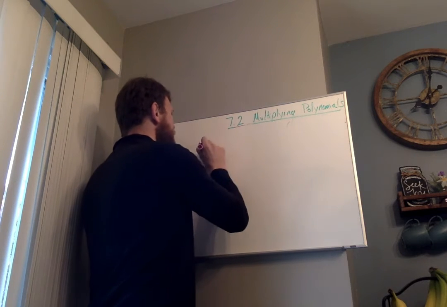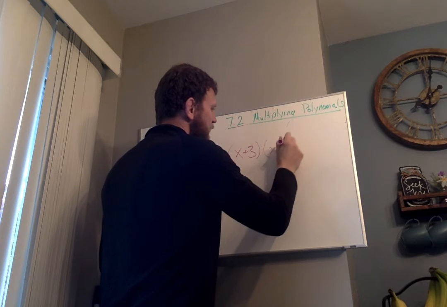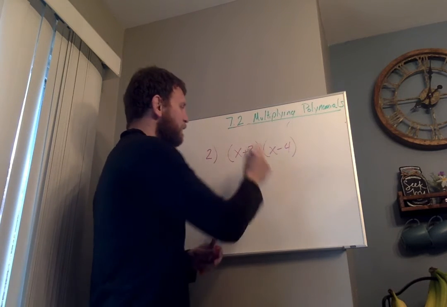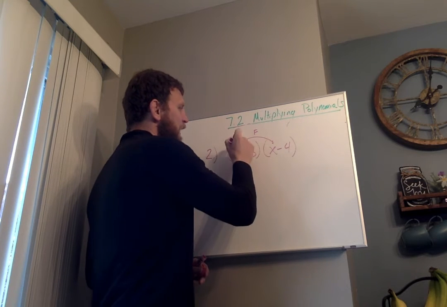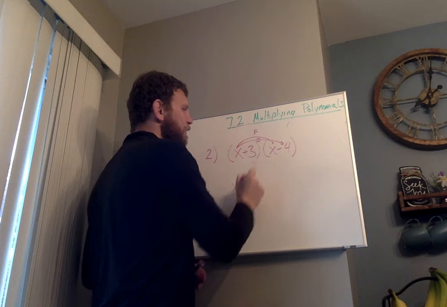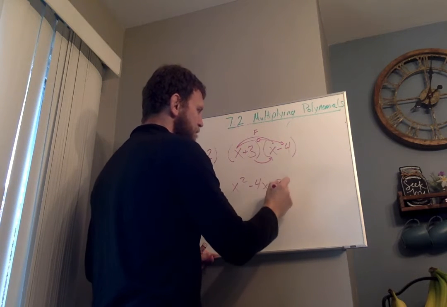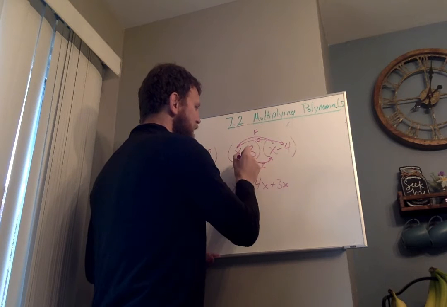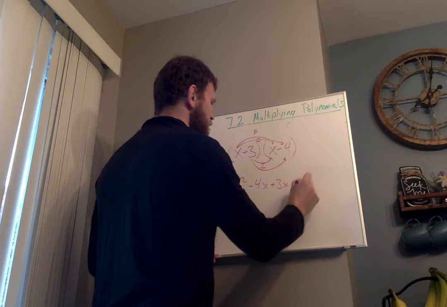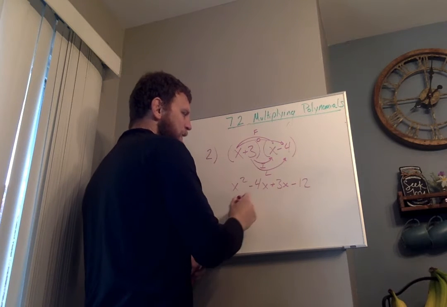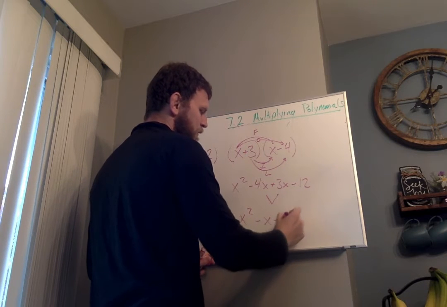Number 2 says x plus 3 times x minus 4. So, first, outer, inner, last. Foil. Combine these two, and we're done.